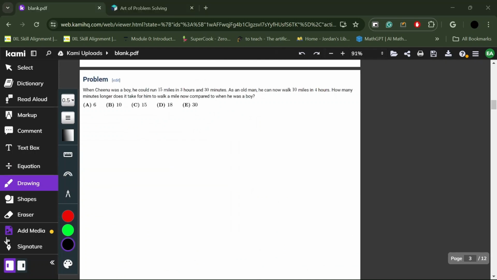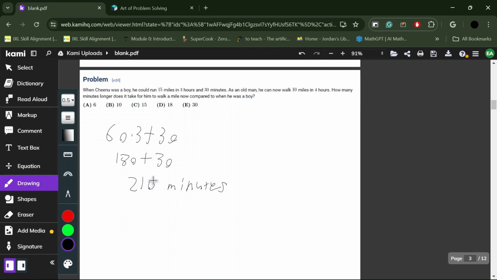When Chinu was a boy, he could run 15 miles in 3 hours and 30 minutes. As an old man, he can now walk 10 miles in 4 hours. How many minutes longer does it take him to walk a mile now compared to when he was a boy? So for this, we just need to find the unit rate for 1 mile. So 3 hours and 30 minutes is equal to 60 times 3 plus 30, which is 180 plus 30, which is going to be equal to 210 minutes.